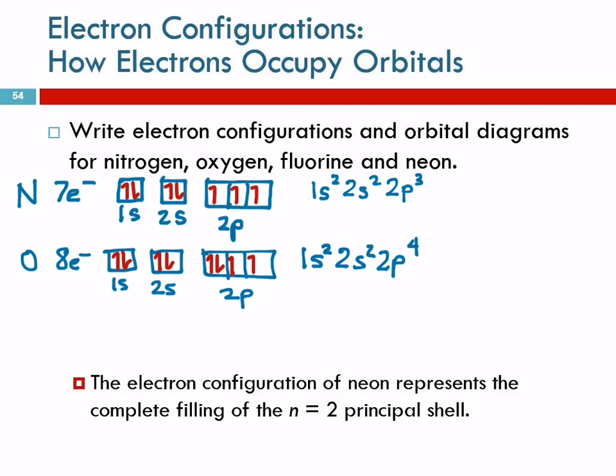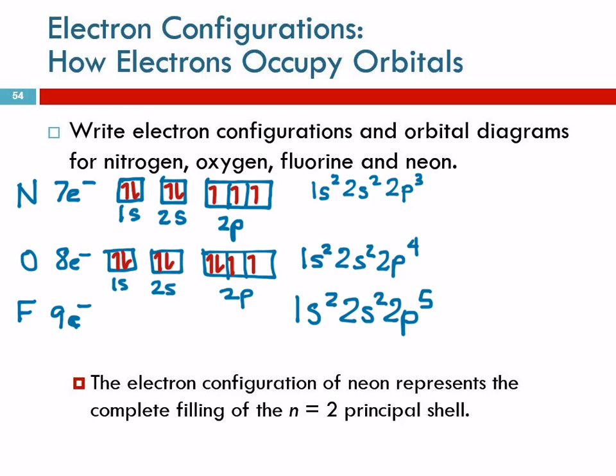Fluorine. 9 electrons. Well, let's try to predict from just looking at electron configuration, where's that next electron going to go? It's going to go in this p. So probably the electron configuration then is going to be 1s2, 2s2, 2p5.